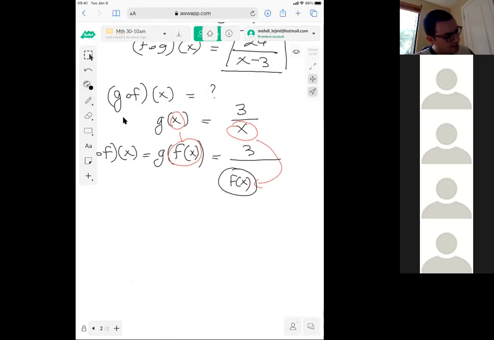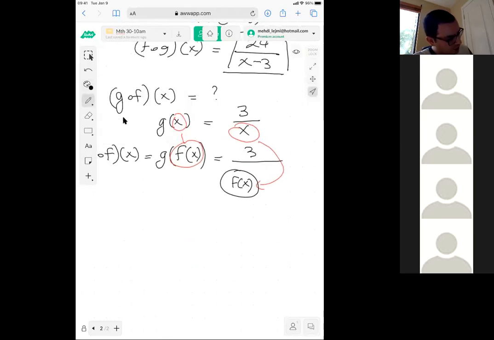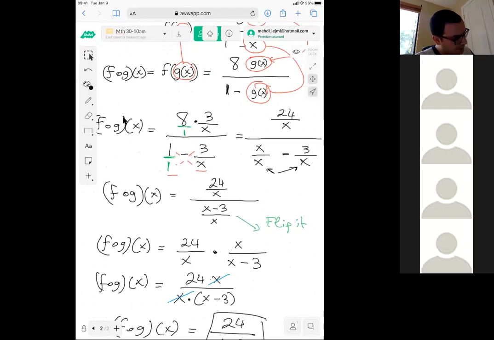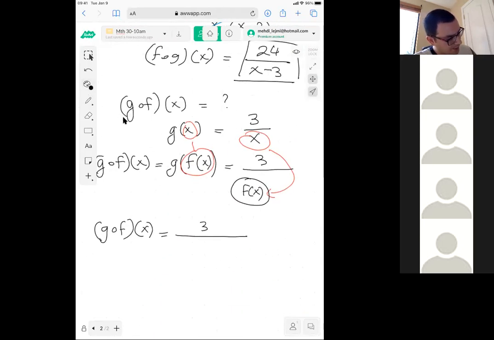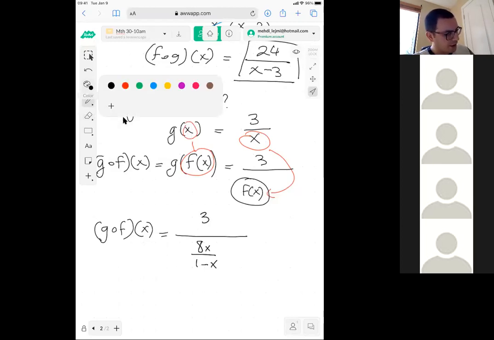So g composed with f of x is 3 over f of x, where f of x is 8x over 1 minus x. All right, that's your f of x. Well, this is a division of fractions, right? The 3 in the top you can write like 3 over 1. So it's 3 over 1 over 8x over 1 minus x, a division of two fractions.